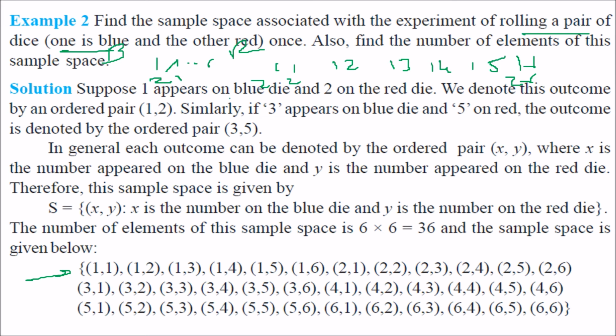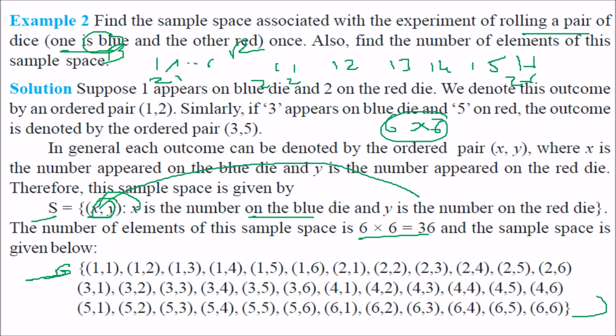So how many are there? The first die has 6 outcomes, the other also has 6 outcomes, so 6 times 6 is 36. There are in all 36 outcomes. So we write it like this. This is the sample space, and you can write it in set builder form and roster form. So this is the set builder form, (x, y), the ordered pair, where x is the number on the blue die and y is the number on the red die. So the number of elements of this space is exactly 36. So this is your sample space.